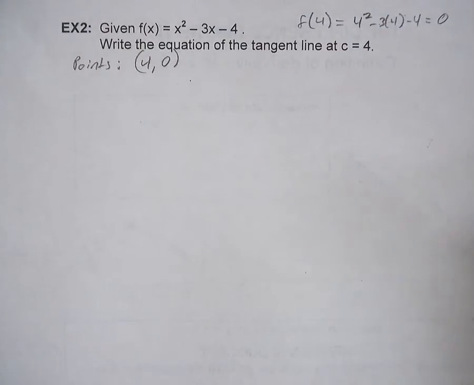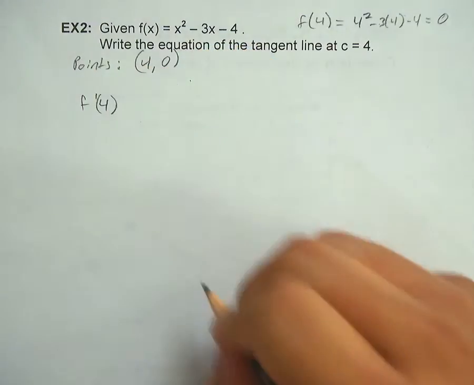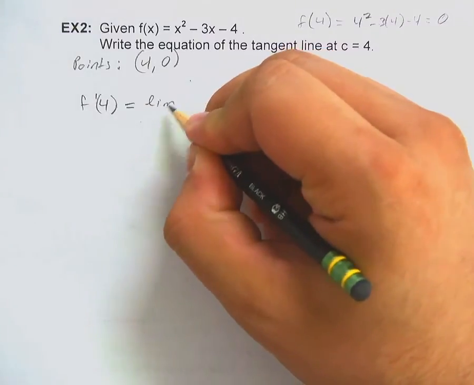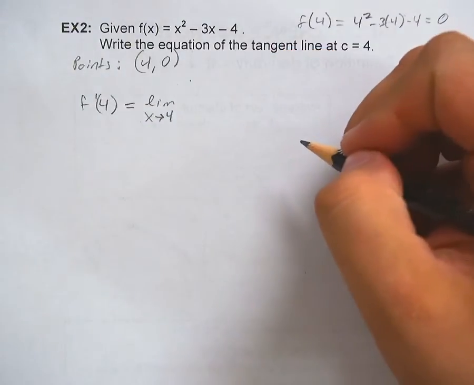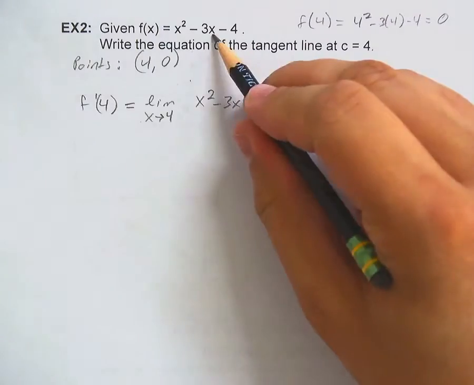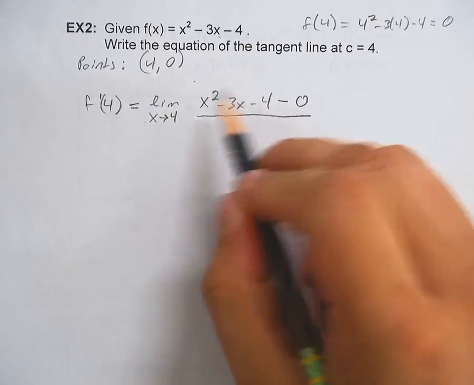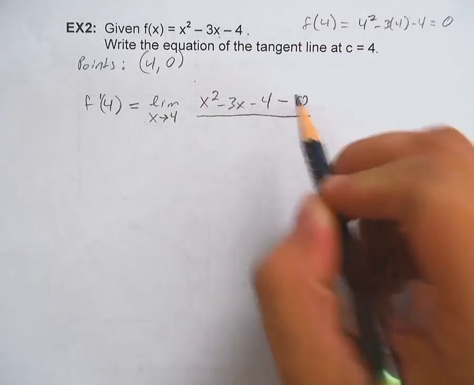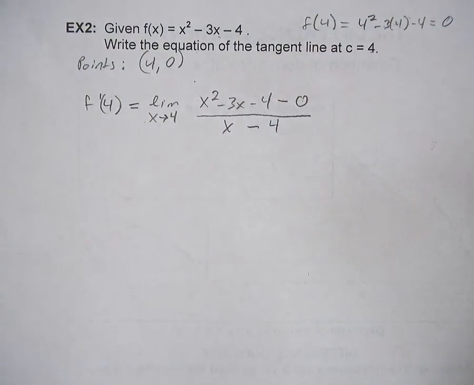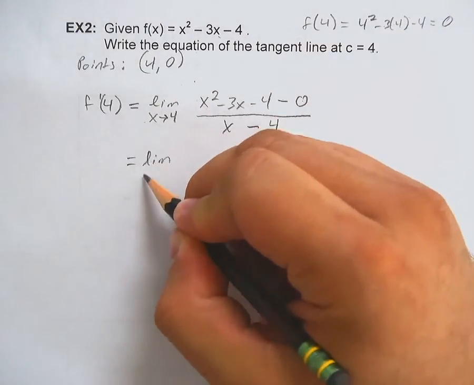And then you've got x and f of x, right? So let's figure this thing out. F prime at 4, c is 4, is going to give me the limit as x goes to 4 of x squared minus 3x minus 4. That's f of x minus f of c, over x minus c. Okay? So we can set this thing up as the limit as x goes to 4.